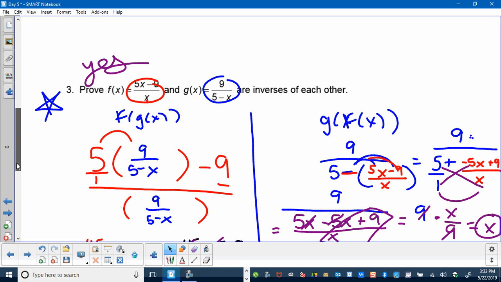If that confused you, go ahead and watch it again, or try this on your homework, homework number 5, and see if you can get the right answer.